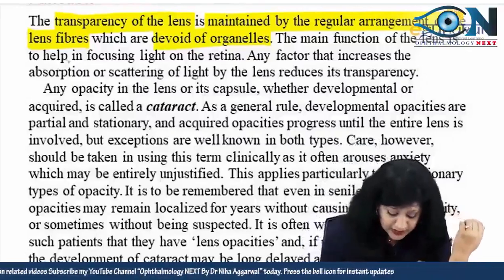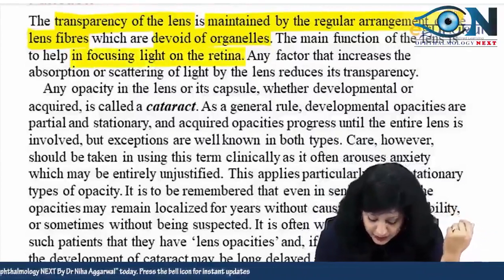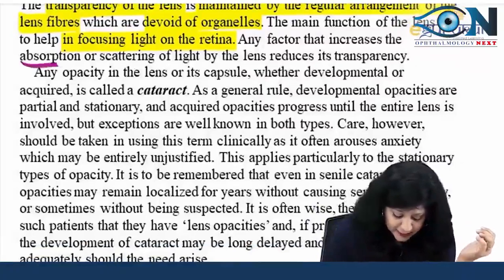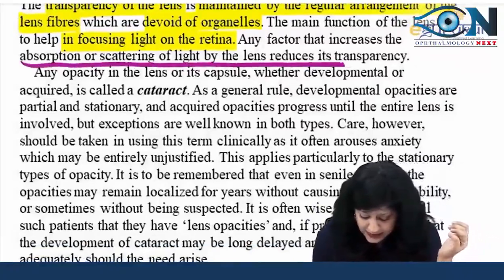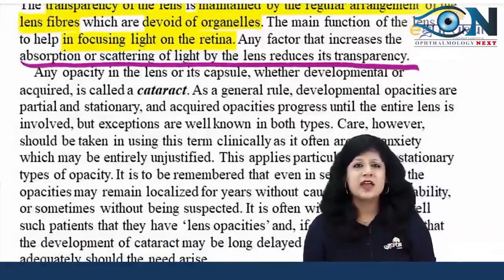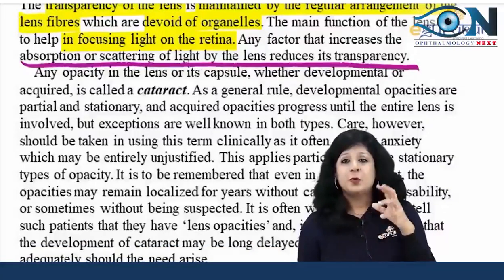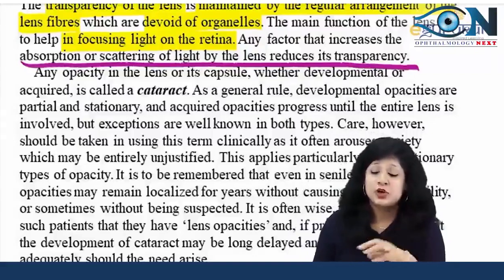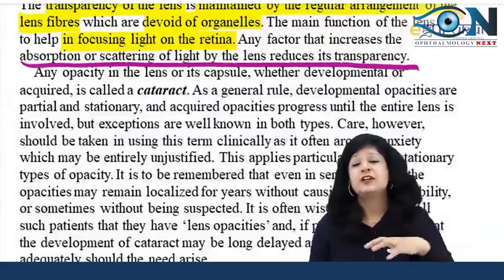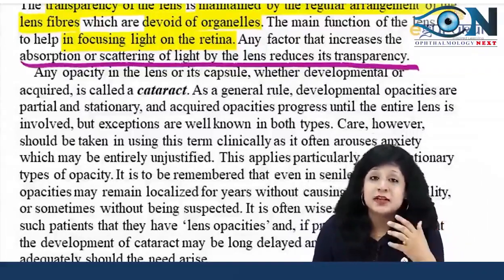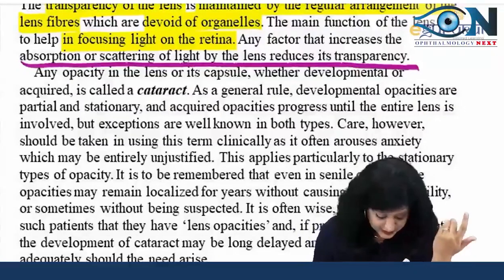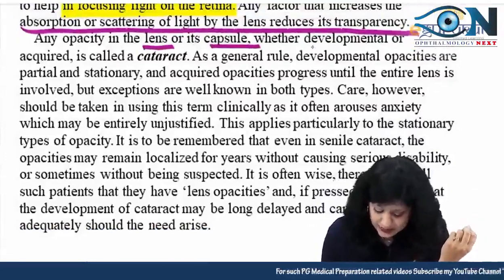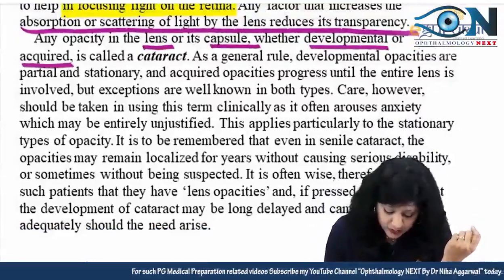The main function of the lens is to help in focusing the light on the retina, and any factor that increases the absorption or scattering of the light by the lens will reduce its transparency. So anything hampering the absorption of the light, or leading to scattering of the light, will obviously hamper the transparency and therefore the function of the lens. Any opacity in the lens or its capsule, whether developmental or acquired, is called a cataract.